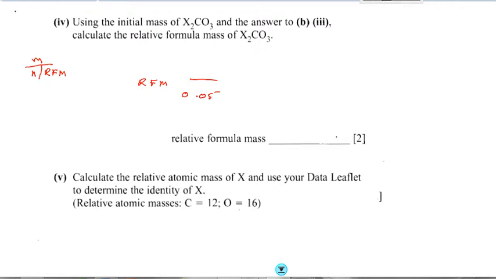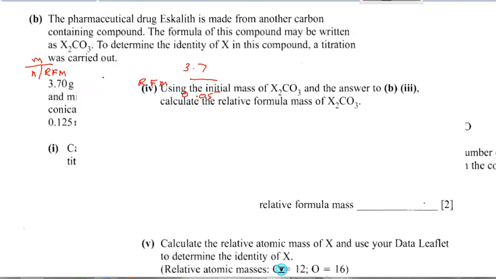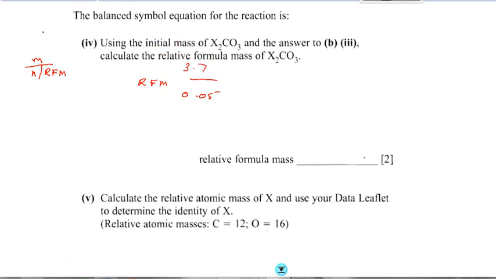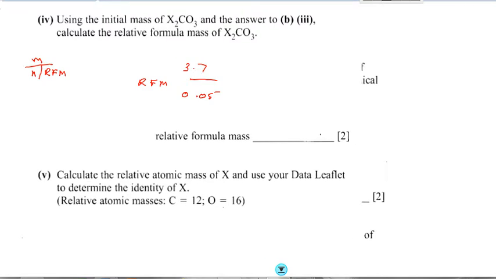Okay, so if we take 3.7 there, and we divide it by our point, it gives me a mass of 74. So the RFM of that is indeed 74. Then we've got to calculate the atomic mass of X.